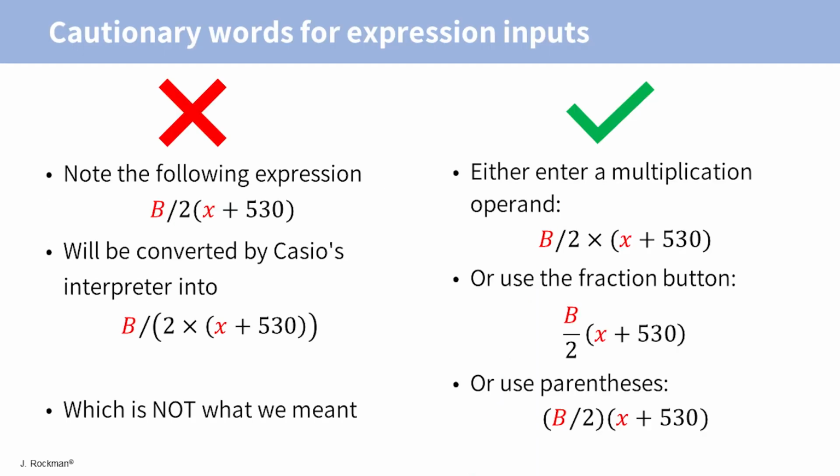Now some cautionary words regarding the Casio calculator's ability to understand mathematical expressions. Note how I've used the fraction format in writing out the equation. For example, writing b over 2 times x plus 530 would be misinterpreted by the calculator as b over brackets 2 times x plus 530, putting the x plus 530 in the denominator, which is not what we meant. A better way to enter this expression would be to either enter a multiplication operand following the b over 2 expression, or use the fraction button, or use parentheses.